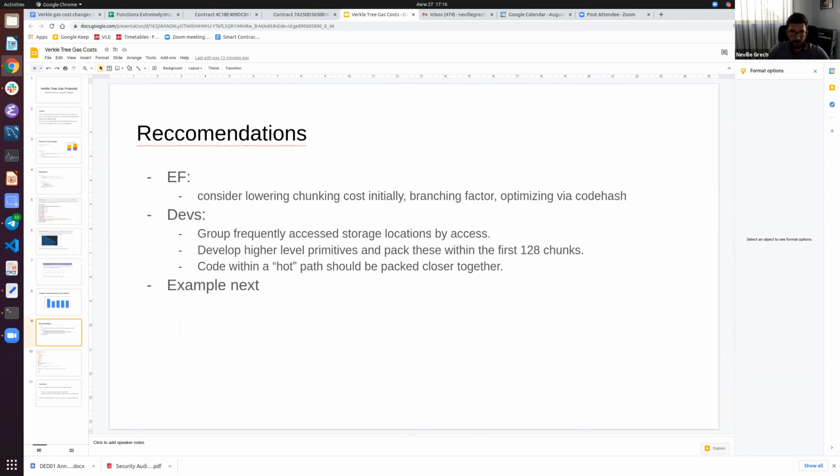Okay, so in summary, there are some recommendations that we have. The Ethereum Foundation could consider lowering the chunking cost initially, for the first few months, so that developers can have time to improve their contracts and compilers. Sorry, by chunking cost, you mean the cost of accessing a new chunk and not an adjacent chunk, right? Yeah, a new chunk, say from 200 to 100. The branching factor in the Verkle tree, now I understand that there's some cryptographic chunk right now.